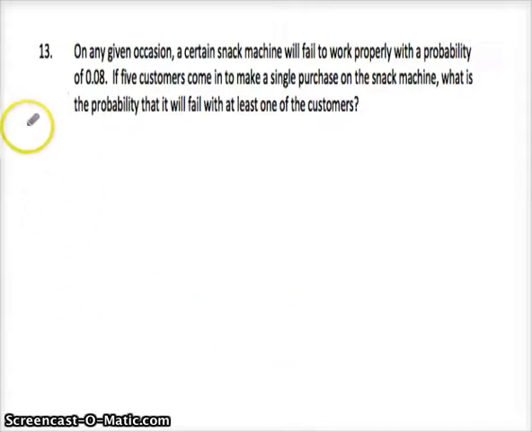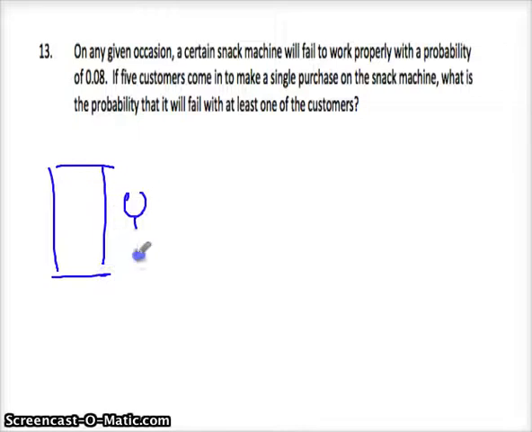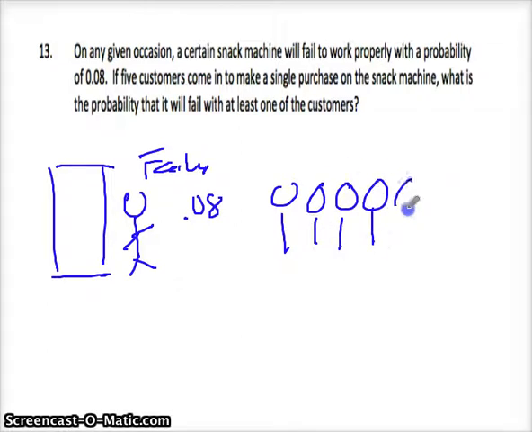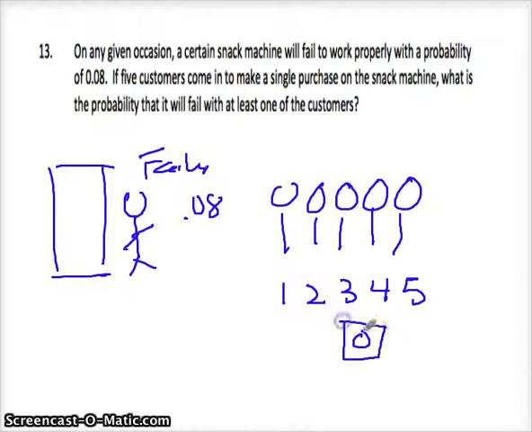Okay, on any given occasion, a certain snack machine will fail to work properly with a probability of 0.08. Now, no one likes it when the machine doesn't work, okay? So the probability of failure is 0.08. 5 customers come to make a single drink purchase. What's the probability that it will fail with at least one of the customers? At least one. It could fail with 1, 2, 3, 4, or all 5. Now, the only thing you didn't take into account was failing with none of them.